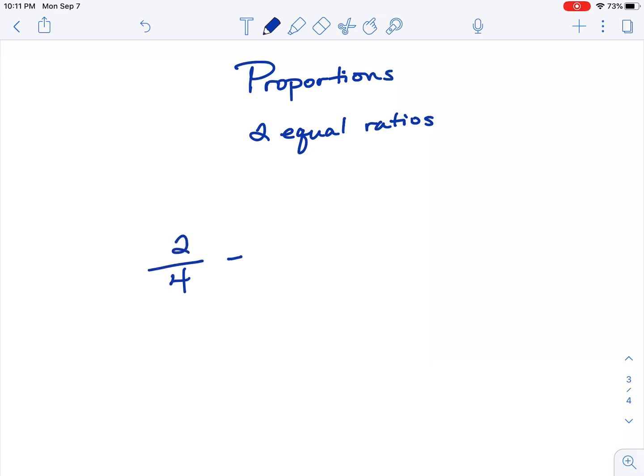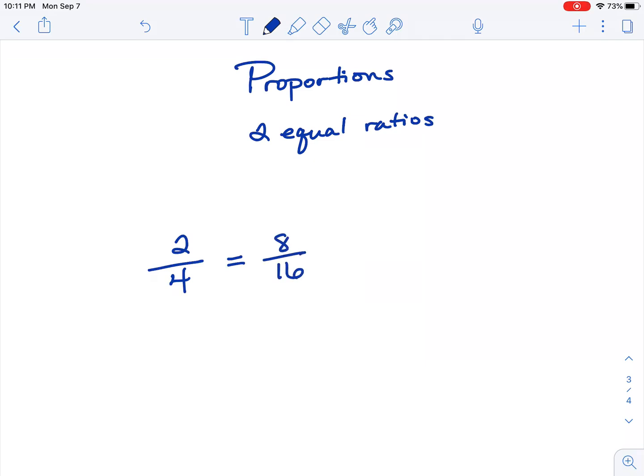Okay, guys, we're going to start all over again, and we're going to talk about proportions, because proportions is at the heart of everything we're going to be doing. Now, a proportion is just two equal ratios. So, like 2 to 4 is equal to 8 to 16.